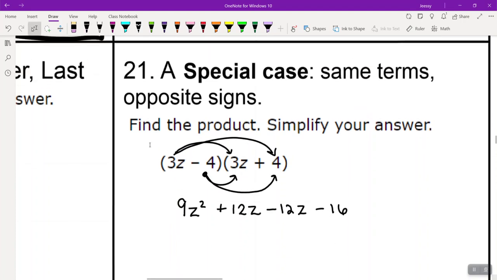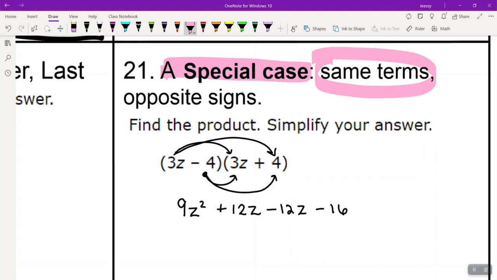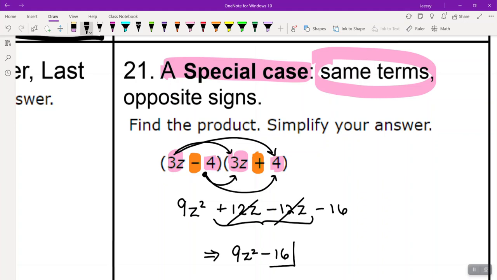So now this one said what? A special case? Why was this one a special case? What does that say right here? Opposite sides. You see how you have a 3z and a 3z? A 4 and a 4, but what was different? This is negative and this one was? All right, so now let's continue. Do we agree that this is? They cancel out. When you have the same terms and opposite signs, your middle terms are going to cancel out. All right, so what's the final answer? All right, a perfect square.